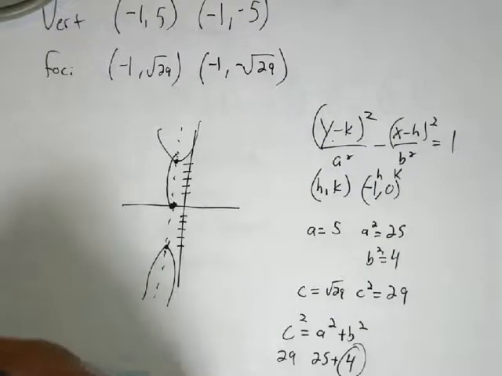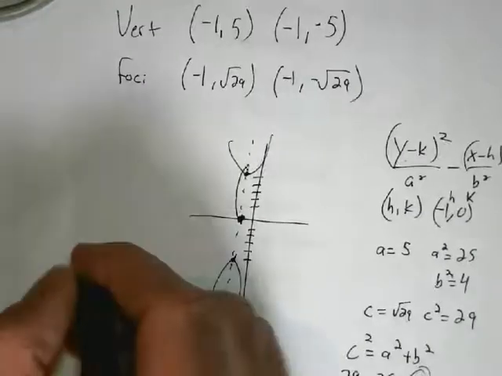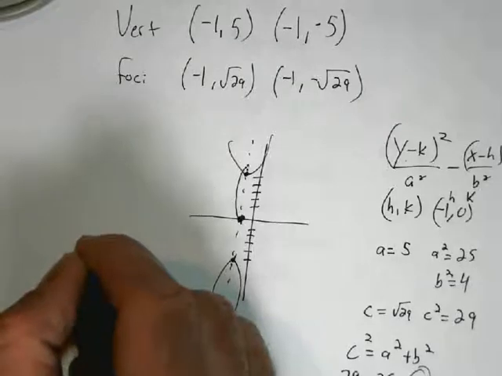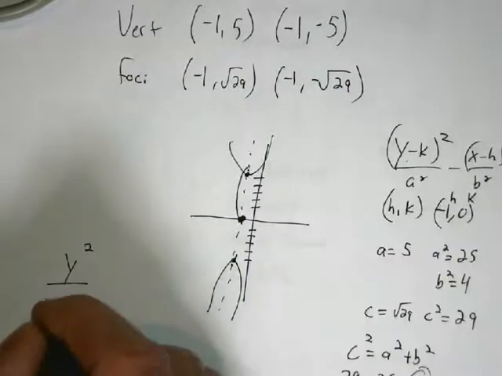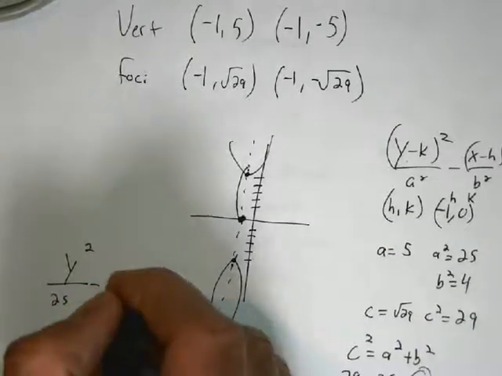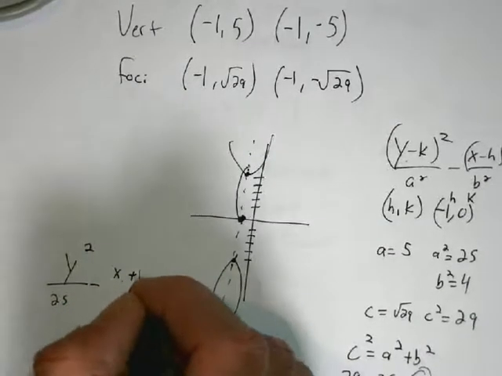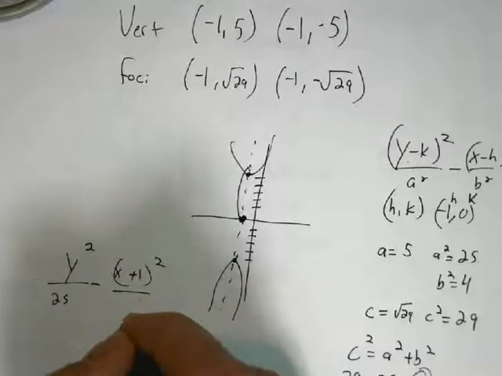So you wind up with this, an answer then of y squared, because your k value is 0, over 25 minus x plus 1 quantity squared over 4 is 1.